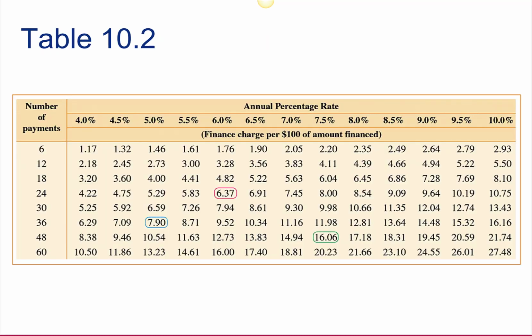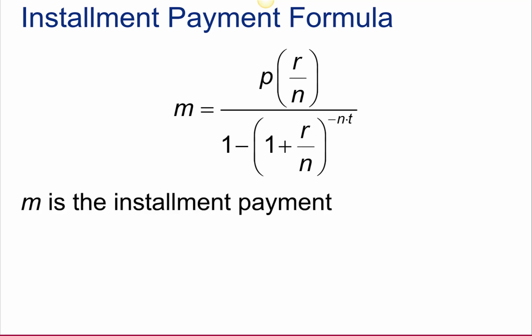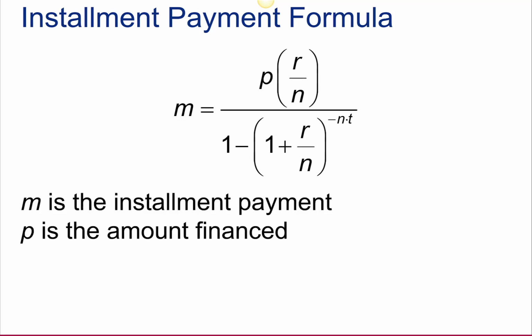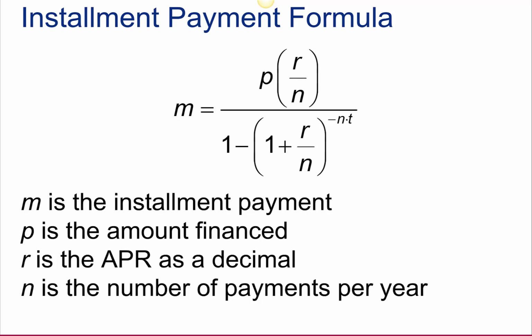We'll use this table to work some of the problems here. This table is laid out by the annual percentage rate and then the number of payments, and it tells us the finance charge per $100 of amount financed. The formula that we can use, rather than using that table, is an installment payment formula, where M is the installment payment, P is the amount financed, R is the interest rate as a decimal, N is the number of payments per year, generally 12, and T is the time in years.